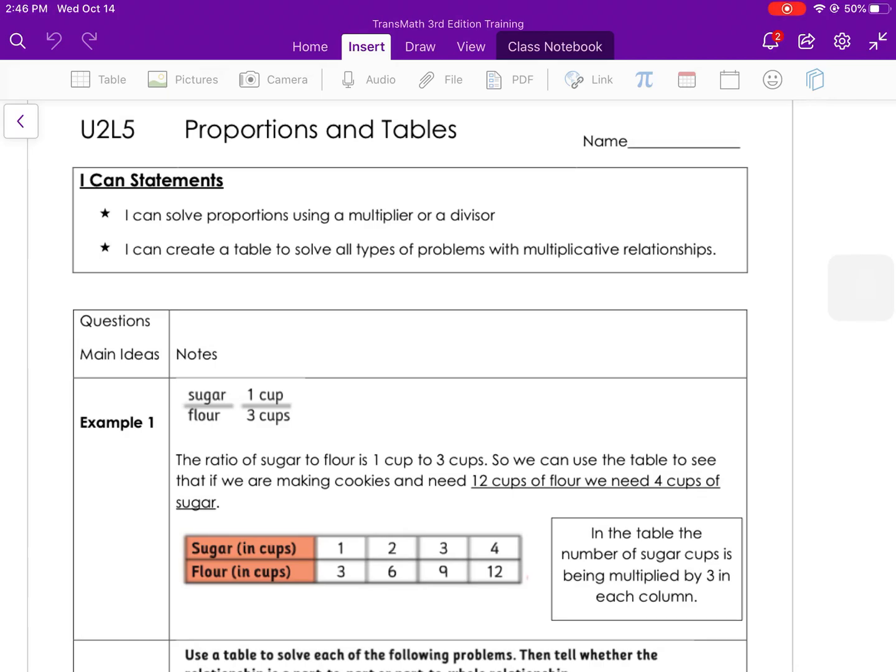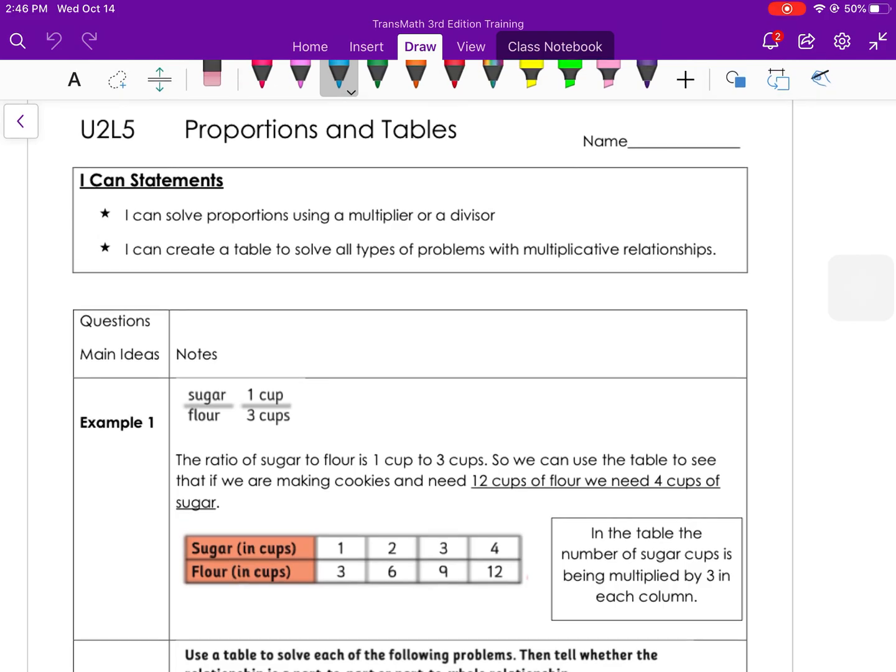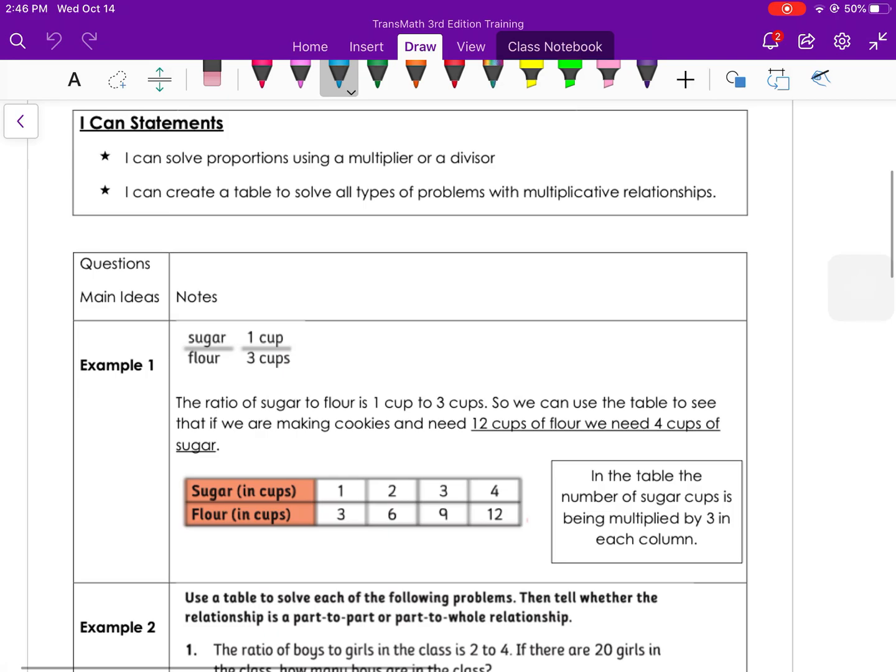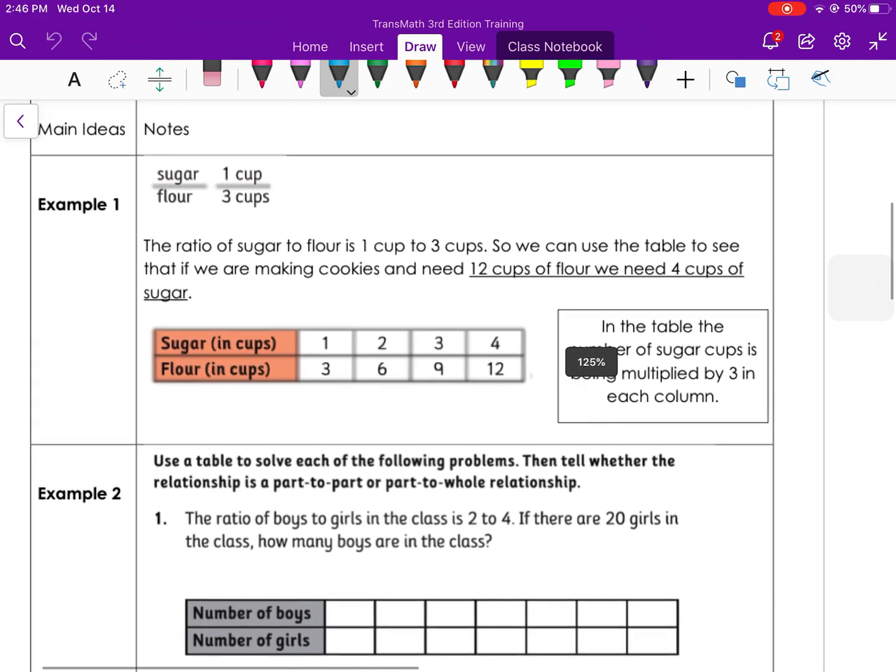Hey class, it's a short week, so this week we're just going to focus on proportions and setting up proportions and solving using a table. So here is an example first. Proportions go along with ratios.